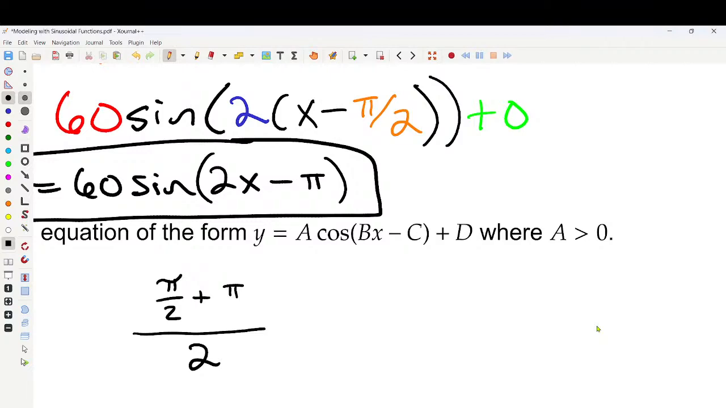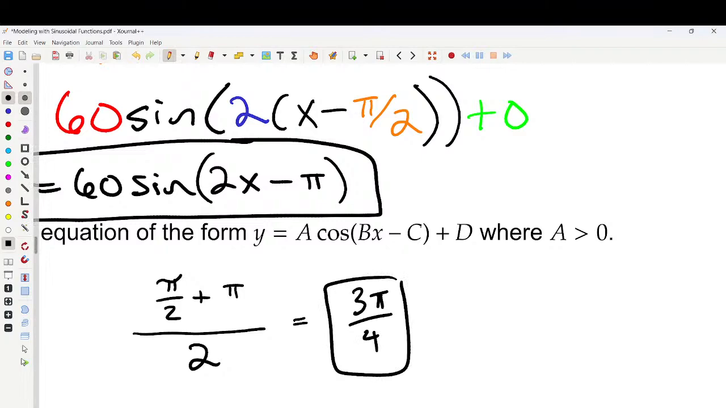So pi over 2 plus pi, over 2. Trust me, if you put this in a calculator, it makes 3 pi over 4. Just put that in, and you will get 3 pi over 4. Or you can do the fraction work, and it'll work out too. So that's our phase shift.